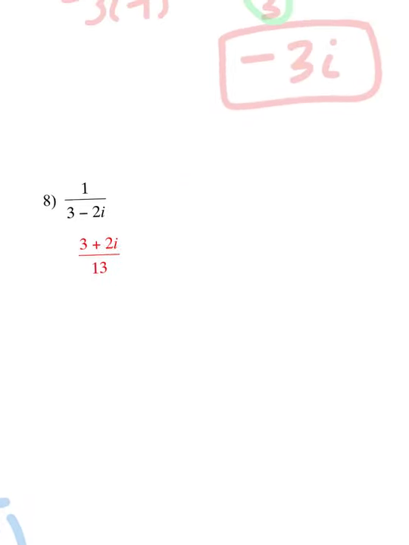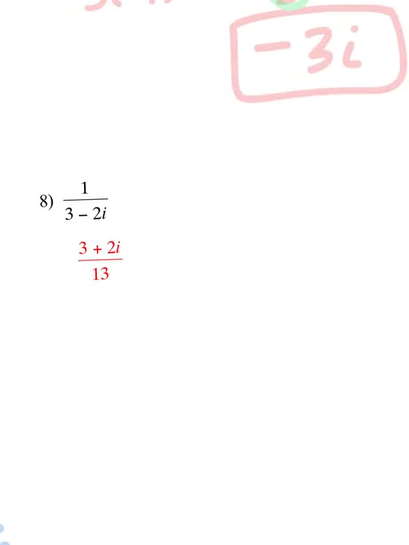Last but not least is number 8. As you can tell, you have a plus or minus on the bottom, in this case a minus, so that means you got to get rid of it by using the conjugate, so that's going to be 3 plus 2i, and 3 plus 2i.